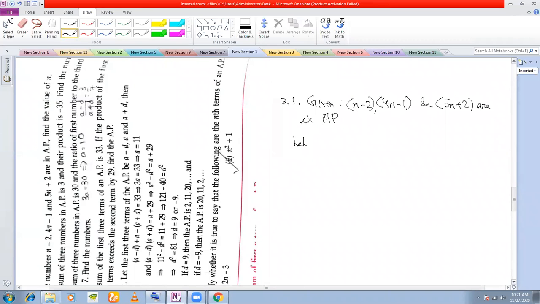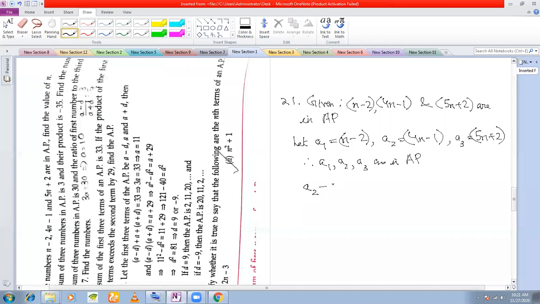So let us say I call the first term, let a1 is equal to n minus 2. A2 is equal to 4n minus 1. And say a3 is equal to 5n plus 2. You need to find the value of n if these three are in AP. So therefore a1, a2, a3 are in AP. And you know that if three terms are in AP, then what is the relation between them? A2 minus a1 is a common difference, must be equal to the common difference of the third and the second term. A2 minus a1 must be equal to a3 minus a2.